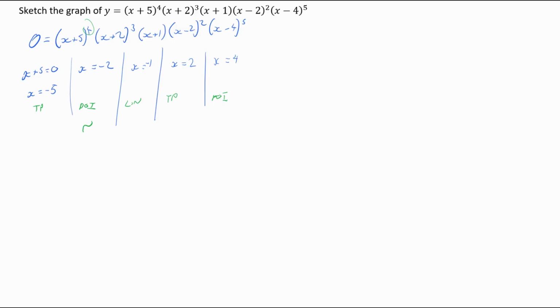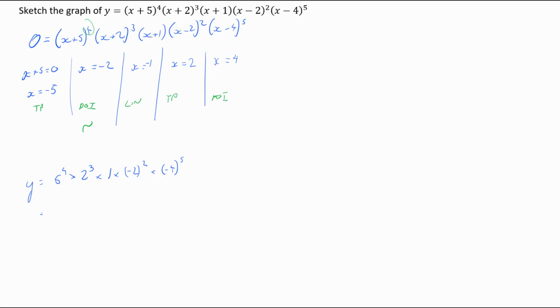Now the y-intercept comes from making x equals 0. So what we would have here is y equals 0 plus 5 to the power of 4, so that's just 5 to the power of 4 times 2 to the power of 3 times 1 times negative 2 to the power of 2, and then times negative 4 to the power of 5. You're definitely going to need your calculator to go through this, but it's actually not as bad as you might think. Realistically, if you weren't given access to the calculator, the question would not be this hard.